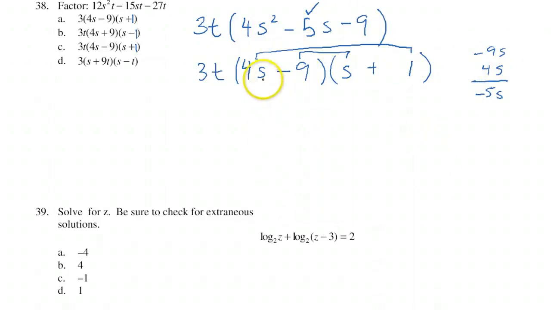So since this is the correct factorization, let's see which one matches up. I have 3t times 4s minus 9, so it looks like C, and times s plus 1, so the answer is C.